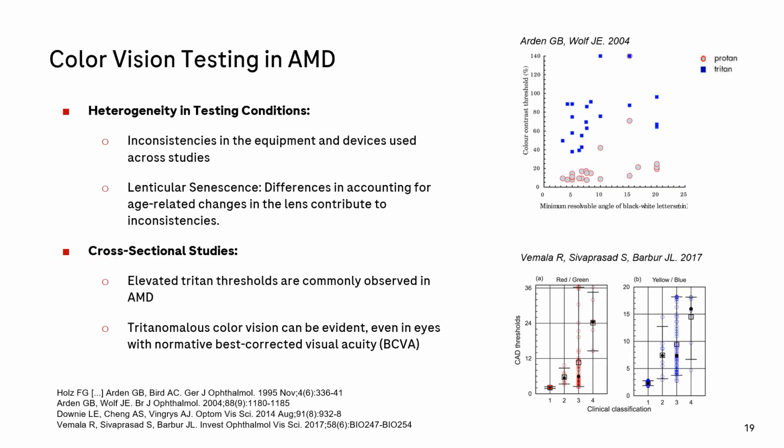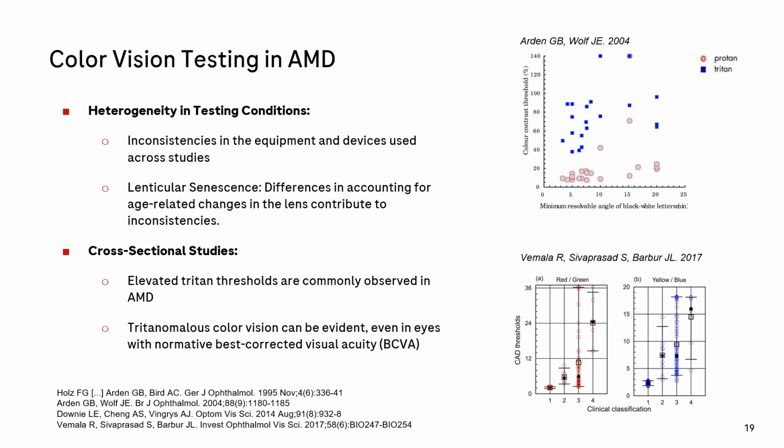Last, I will talk on color vision testing in AMD. Here the literature is actually quite complicated because it's very heterogeneous, given that there are inconsistencies in terms of the tests and equipment used across studies. And then the second major issue is that some studies compensated for lenticular senescence, because the yellowing of the lens typically causes an effect along the tritan axis. However, other studies did not do so.